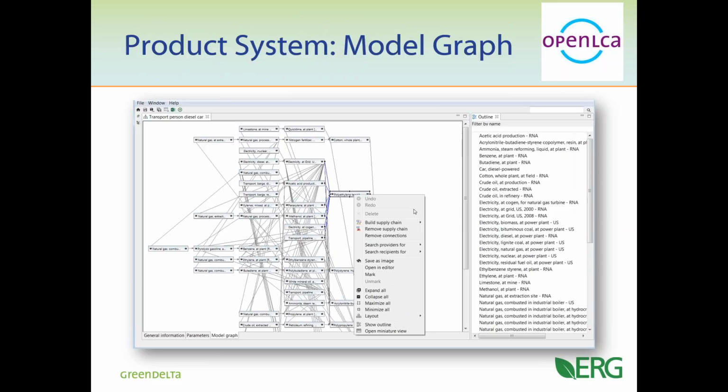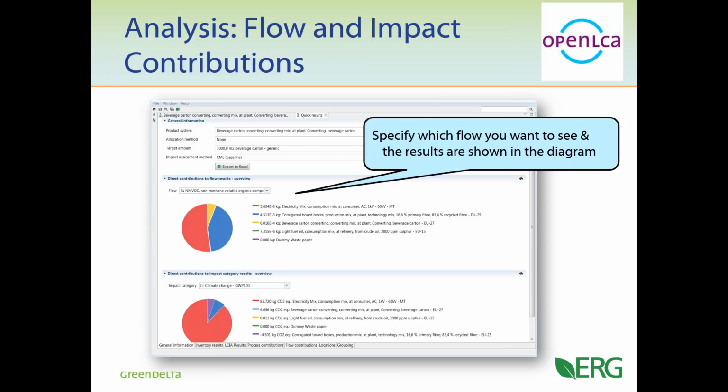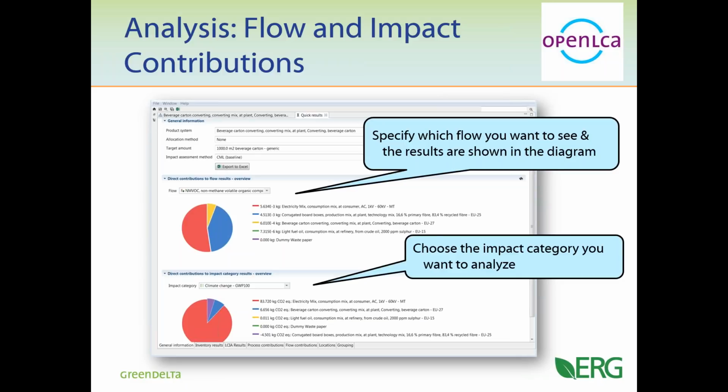You can build a product system from any process. Ben will demonstrate this shortly. Here you can see an example of the model graph generated for a product system, which displays all of the connected processes for the system you are studying. Once you have a product system, you can generate your results. In this example, you can view contributing results for both flows, such as individual inventory emissions here, or by impact category according to contributed process here.